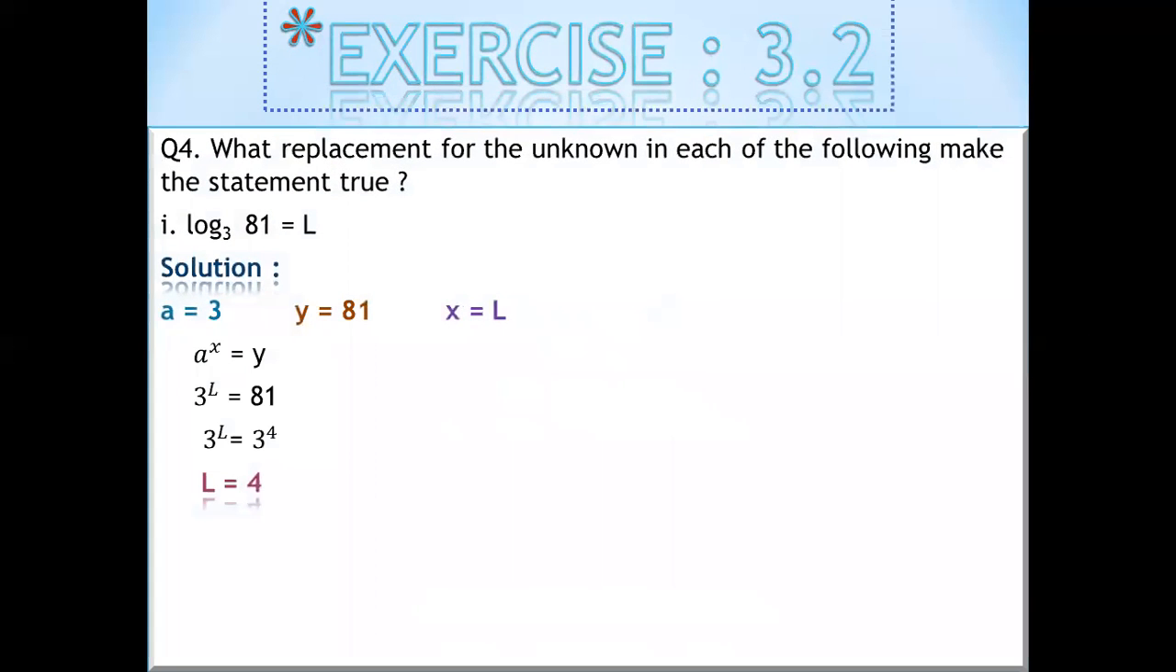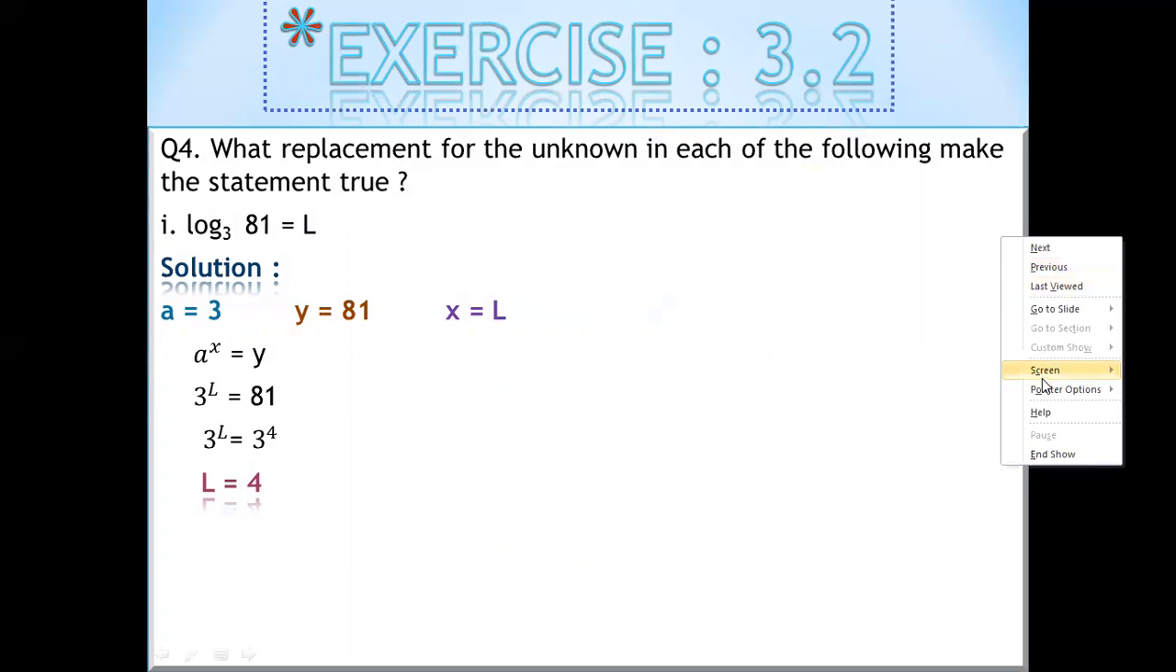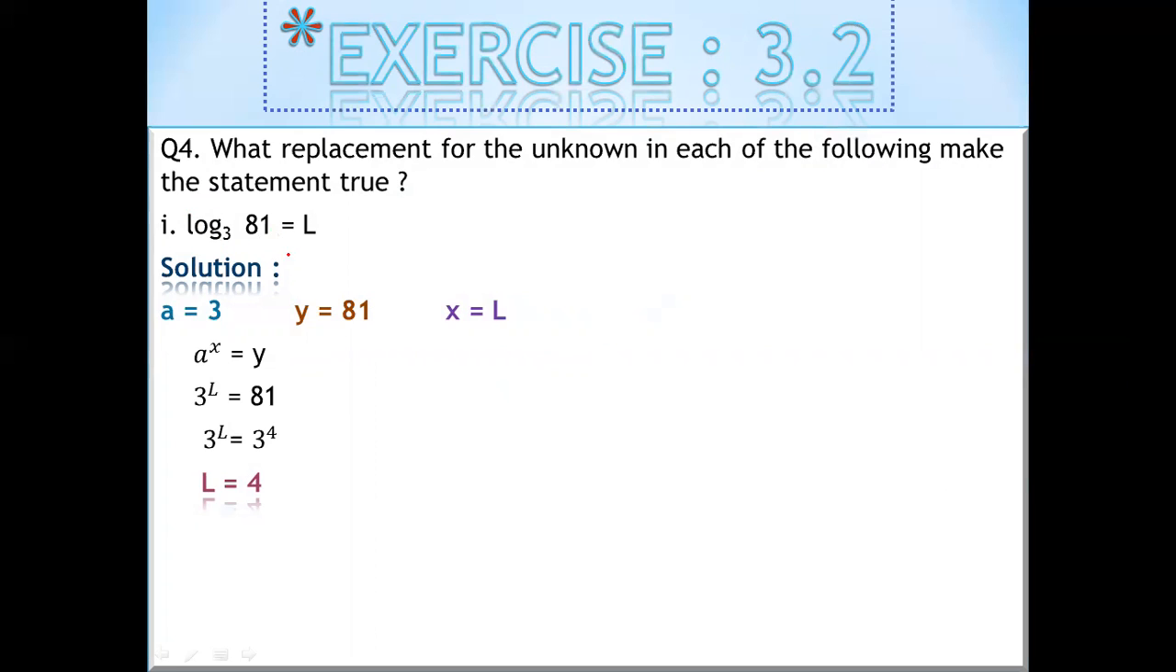Questions 4, 5 and 6 are of the same pattern. Let's start. What replacement for the unknown in each of the following will make the statement true? The first part is log to the base 3 of 81 is equal to L. We compare this with the exponential form: a is 3, y is 81, and x is L. Putting in the values in a raised to the power x is equal to y, we get 3 raised to the power L is equal to 81.